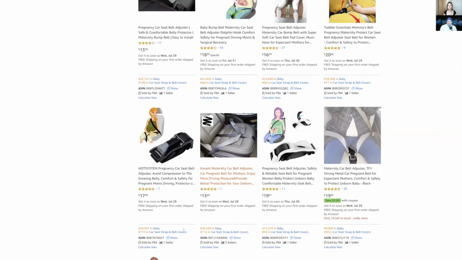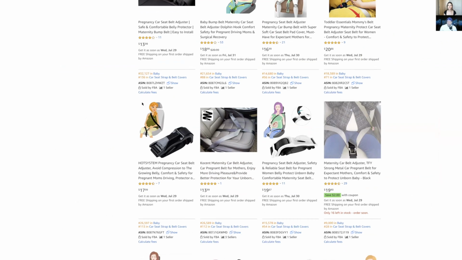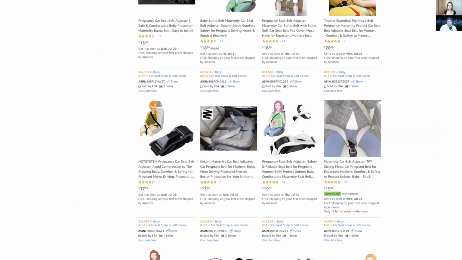What else in health and household do we have? Collagen peptides or vitamin C things. You would not have a product on page 1 that has 7 reviews and 1 review and 11 reviews.